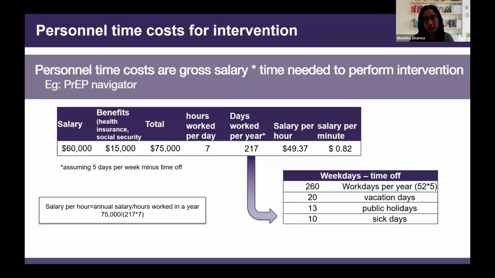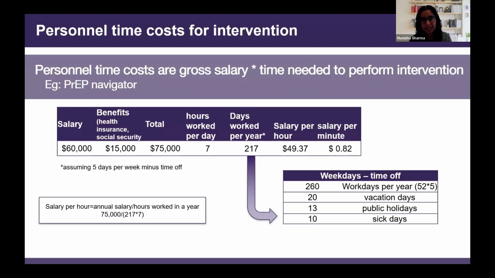And then the hours worked per day, we can assume 7 with a lunch break, and these will all change depending on your personal situation. This is just illustrative. We would maybe assume in this case that in this health department, they work 5 days a week, but you subtract from the 52 work weeks the vacation time. So 20 vacation days, 13 public holidays, and sick days. So then you get a total number of days that this individual will be working per year.